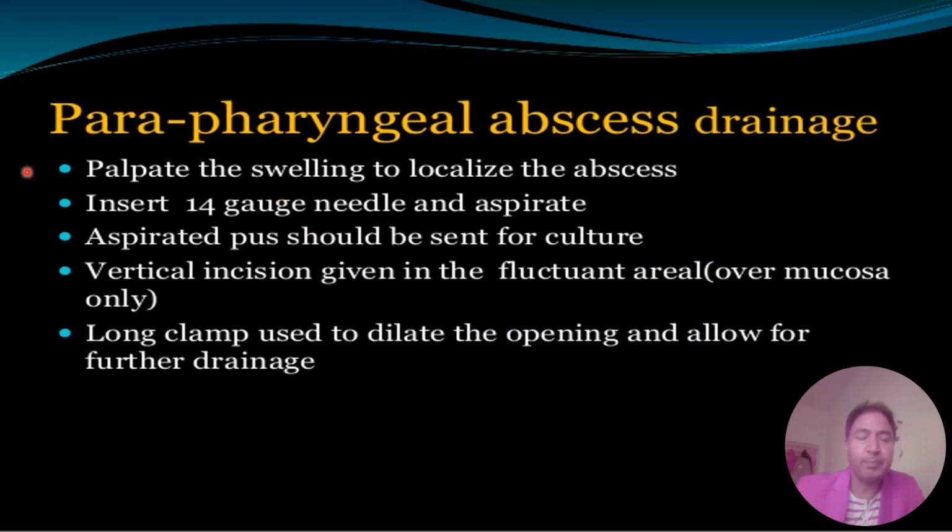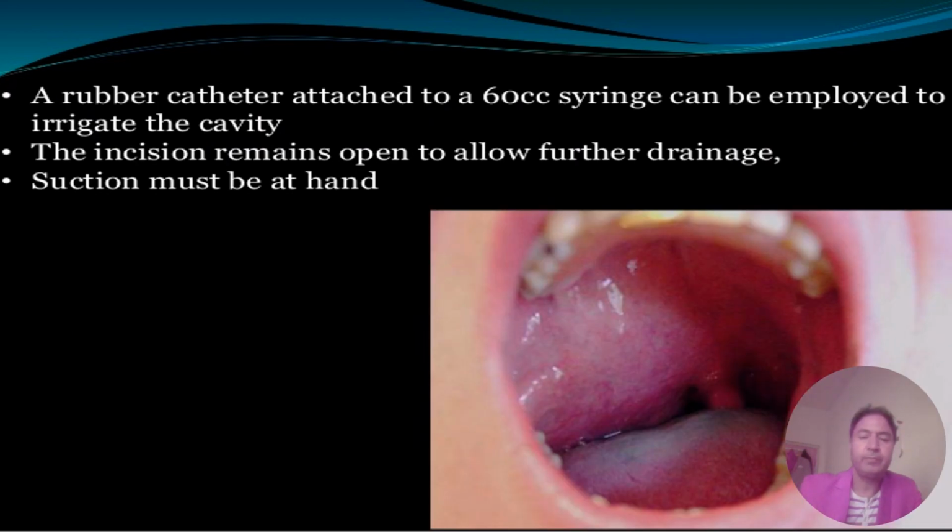Parapharyngeal abscess drainage. Palpate the swelling to localize the abscess. Insert a 14 gauge needle and aspirate. Aspirated pus should be sent for culture. A vertical incision is made in the fluctuant area over the mucosa only. A long clamp is used to dilate the opening and allow for further drainage. A rubber catheter attached to a 60 cc syringe can be employed to irrigate the cavity. The incision remains open to allow further drainage. Suction must be at hand.